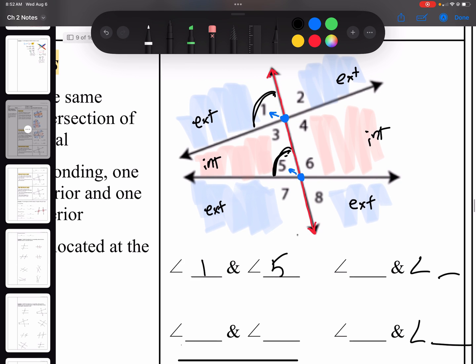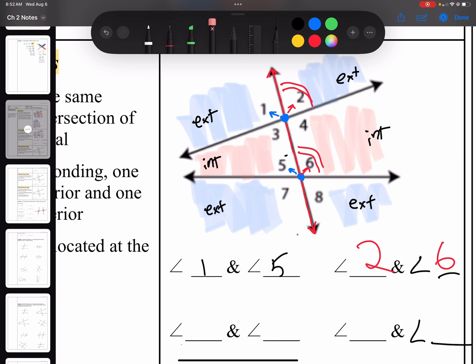All right. So what about angle 2? Angle 2 is up and to the right. What is up and to the right at the other intersection? 6. So angle 2 and angle 6 are corresponding angles. All right, what about angle 3? Angle 3 is down and to the left. What is down and to the left down here? Angle 7. So angle 3 and angle 7 are corresponding. And then last, my last pair of corresponding angles. Down and to the right, we have angle 4. Down and to the right is angle 8.